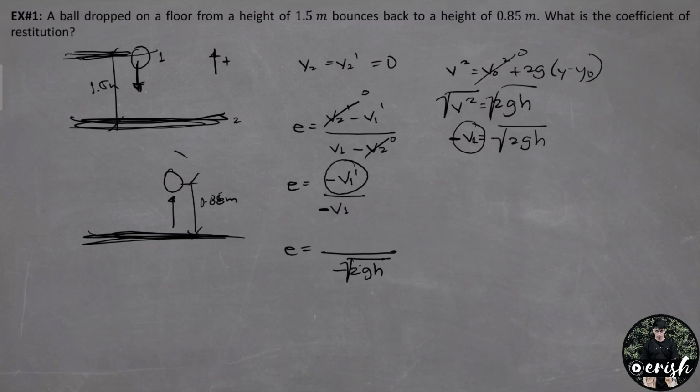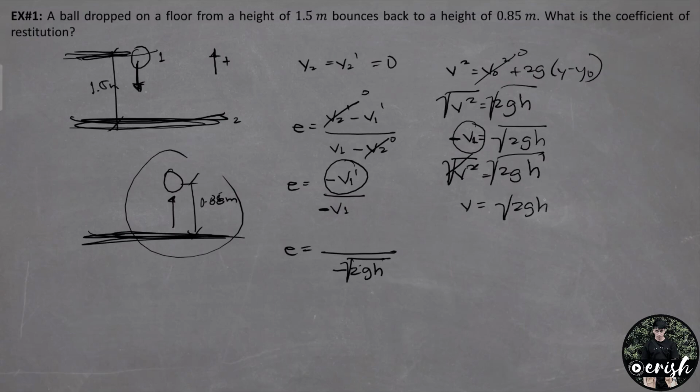At pag-usapan naman natin next yung after the collision. From the formula ulit natin sa kinematics, ang initial ulit natin is 0. So we have V squared equals 2 times gravity times height, ulit, yung 0.85, the final height after the collision. So ilagay natin dito as height prime. Square root ng magkabilang side, so we have V equals the square root of 2 times gravity times height prime. Take note that itong velocity na to is positive na kasi pataas na itong bola. Upward na yung kanyang velocity.